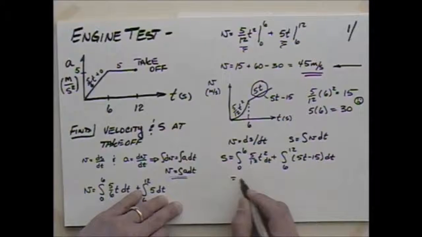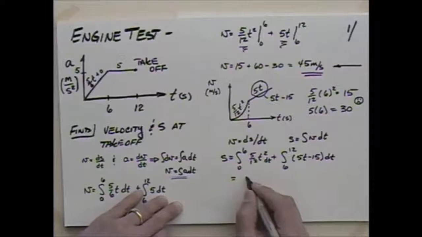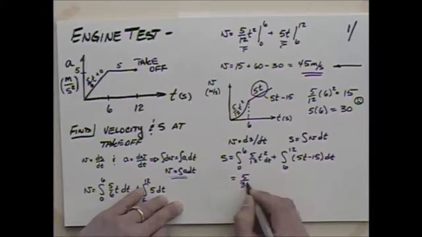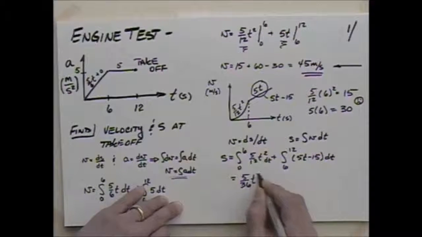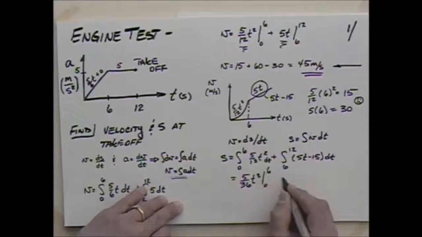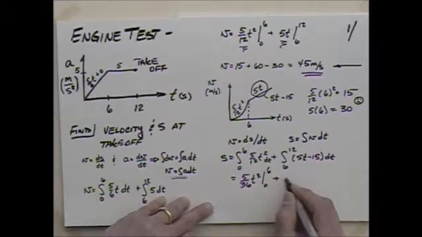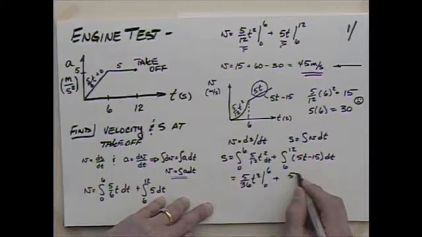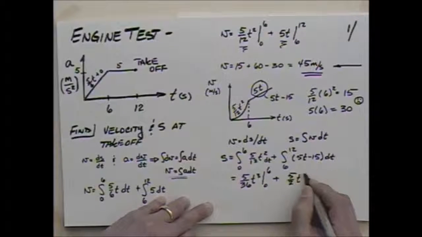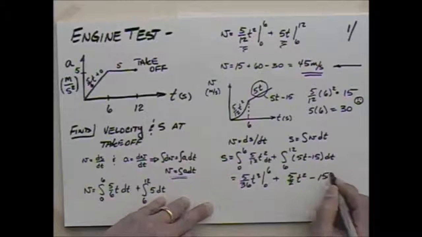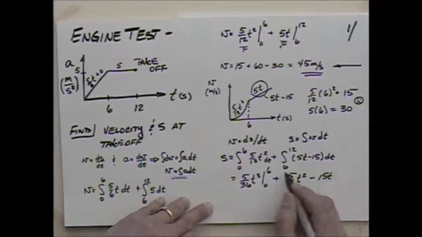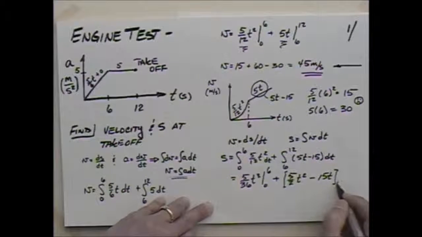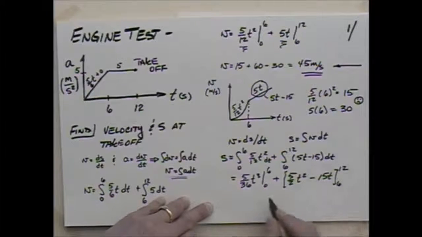So when we go through this, what do we come out with? We're going to have 5/36 t cubed evaluated at 0 and 6. And then we're going to add to that 5/2 t squared minus 15t. And those are both going to be evaluated at 6 and 12. And when you get done with all of the math there, you're going to come up with 210 meters.